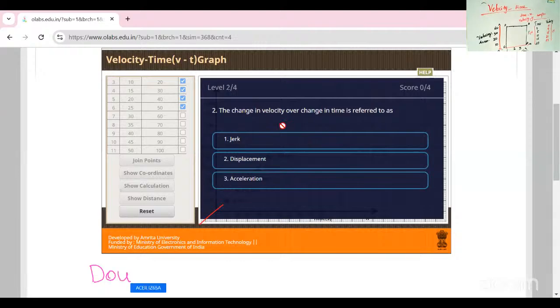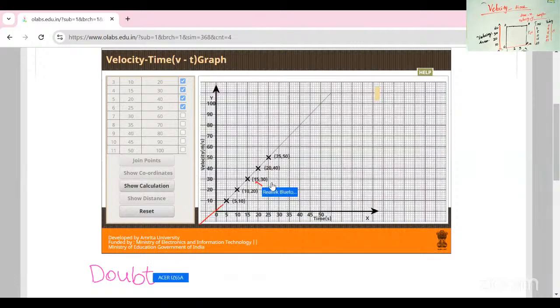So the change of velocity over the change in time is referred to as acceleration. Okay, that is called acceleration.